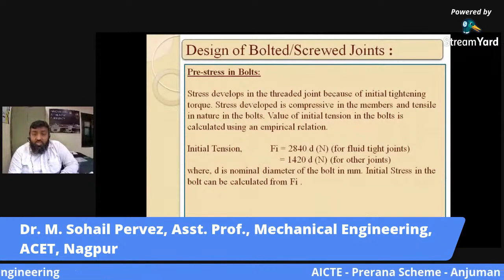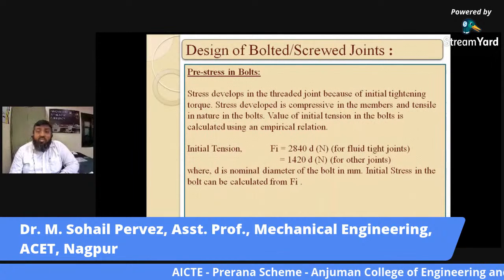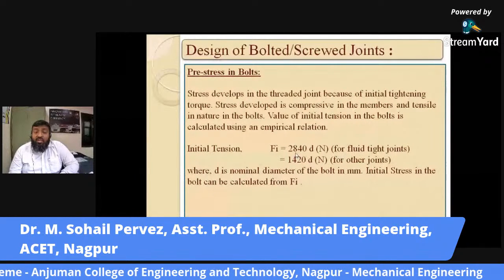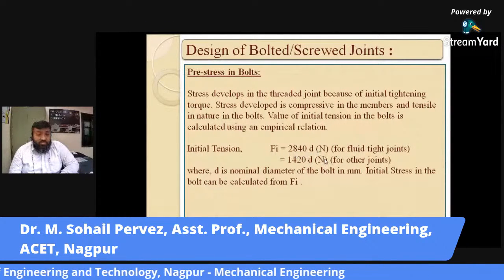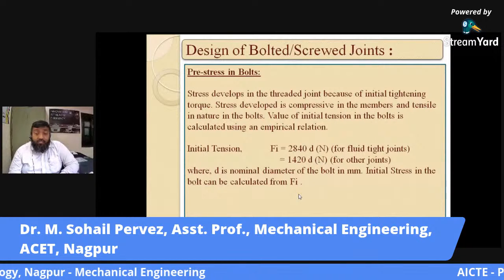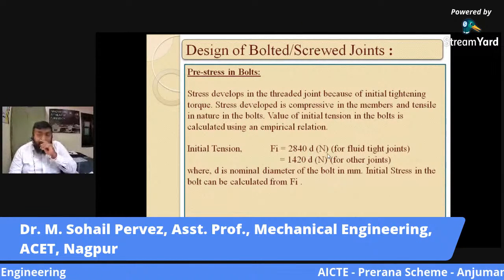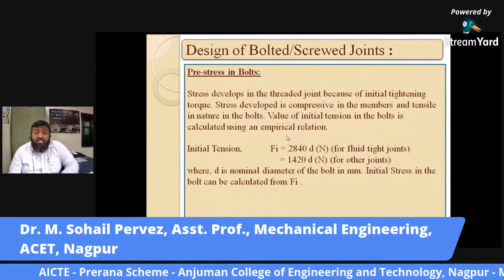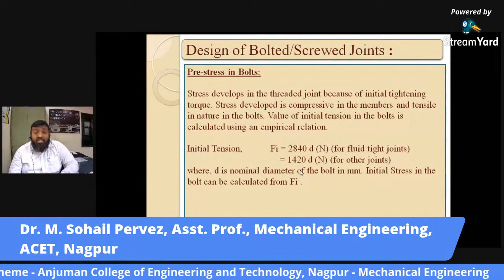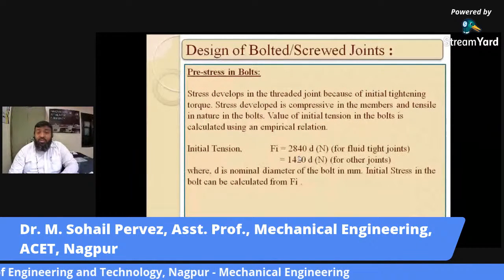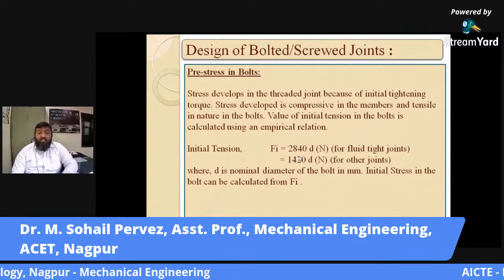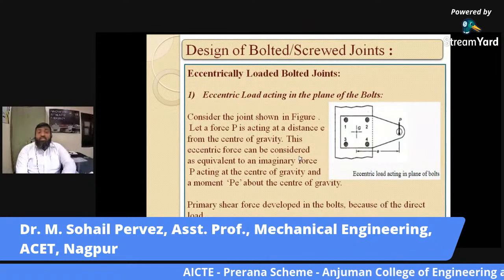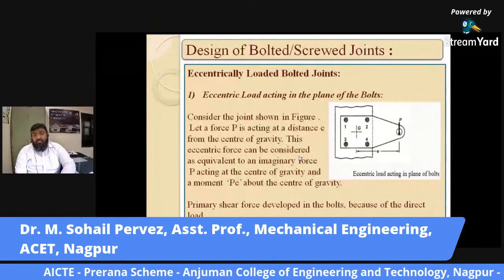How much it should be so that the joint should not get disturbed? A generalized value is given. In fluid tight joints, maximum 2840, please mind this well, Newton into the nominal diameter. Obviously, it will be in terms of the nominal diameter. So this much force or initial tension is restricted for the initial compensation. Then from the nominal diameter of the bolt, the initial stress in the bolt can be calculated. Now, this is nothing but the design of bolted or screwed joints.